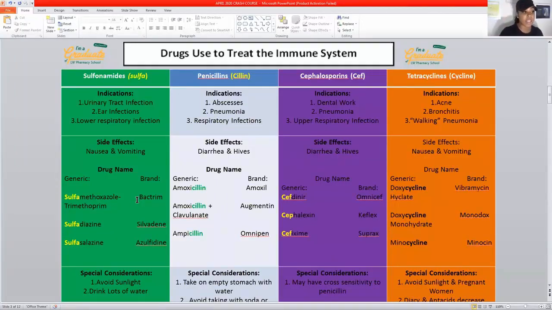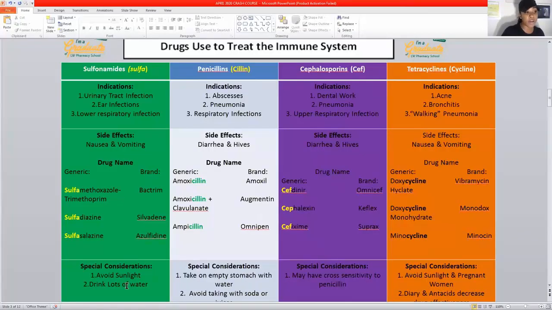Sulfonamides is an antibiotic, and Bactrim is the brand for this one. You see another brand here, and you see sulfa. So when you think about sulfonamides, think about sulfa, like sulfur 8. If you see a drug that starts with sulfa, then you know it's an antibiotic used to treat urinary tract infections, ear infections, and lower respiratory infections. When a person is taking this drug, they want to make sure they avoid sunlight and drink lots of water.